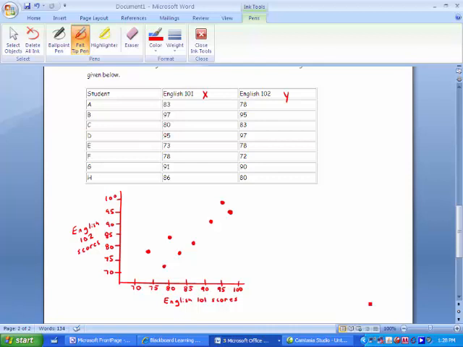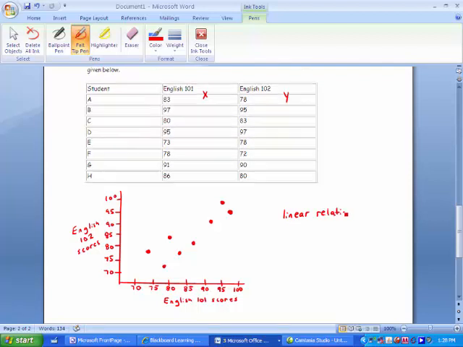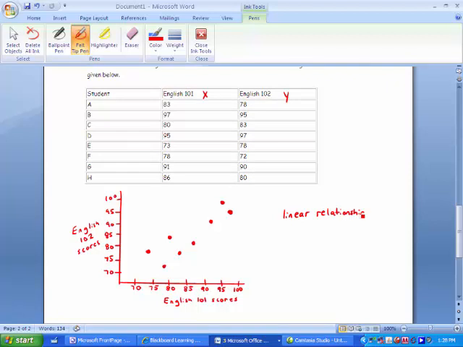And so now we can see by looking at our scatter plot, if the question asks us what is the relationship between the 101 and the 102 scores, we can say that there is a linear relationship because the points do seem to move in a linear path. We can also say that that relationship is positive because the points start in the lower left-hand corner and move upwards towards the upper right-hand corner. So there's also a positive relationship between the two variables.